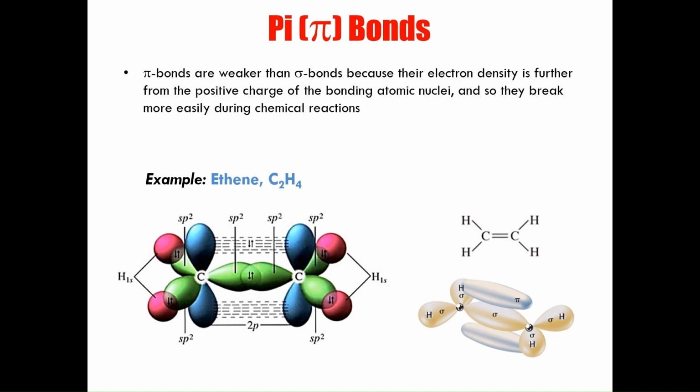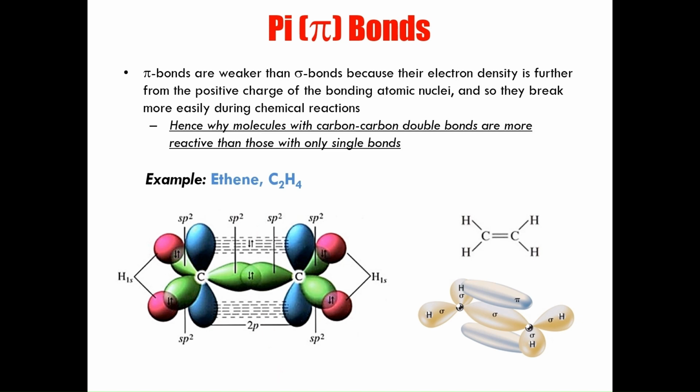Pi bonds are weaker than sigma bonds because their electron density is further away from the positive charge of the two bonding nuclei. If an atom wanted to bond to this compound, it need only come in from the top and grab this pair of unsecured electrons that are not properly held by the positive charge of the two atomic nuclei. Unlike the electrons in the sigma bond that are firmly held by the positive charge of the two bonding atomic nuclei, the pair of electrons that are either above or below the bond axis created by this pi bond are easily grasped by any reactive species that comes in to form a bond with this compound.